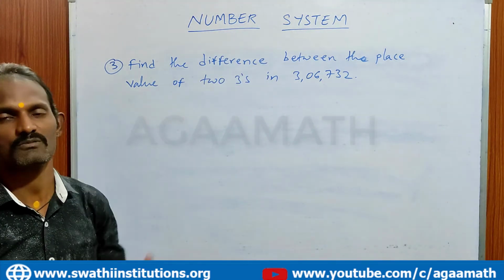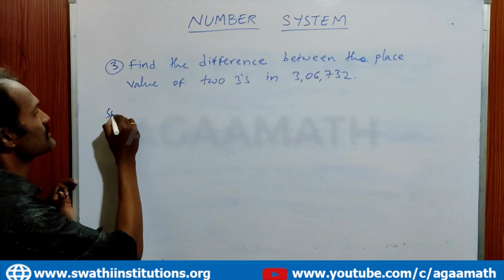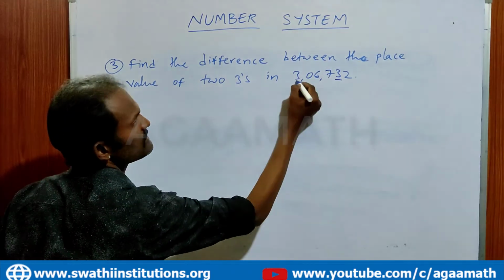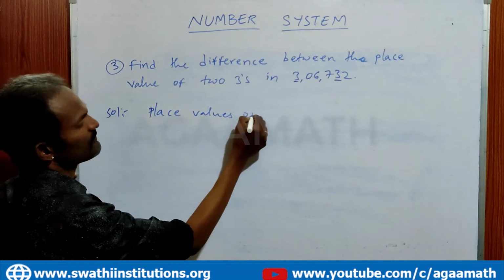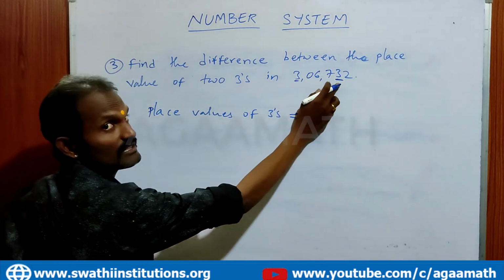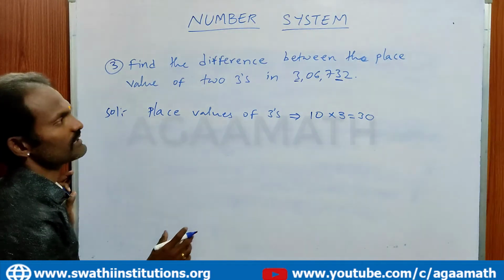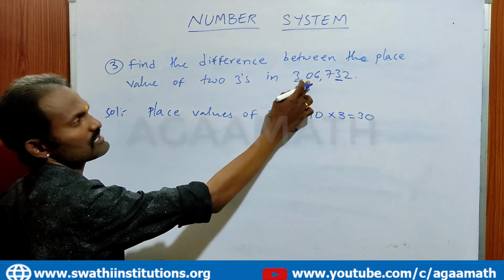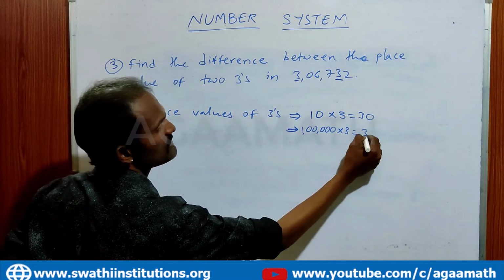And remember, difference means when you subtract two numbers, the result is said to be the difference. So how do we do this? To find the difference, first of all, we have to write the place value of the two 3s. So here we have two 3s in this. Let's write the place values of the 3s. If you look at this 3, in which place is this 3? Tens place. So 10 times 3 is 30. Right? And if you look at the other 3, in which place is that? 1s, 10s, 100s, 1000s, 10,000s, lakh. So it is in the lakhs place. 1 lakh times 3, that is 3 lakh.